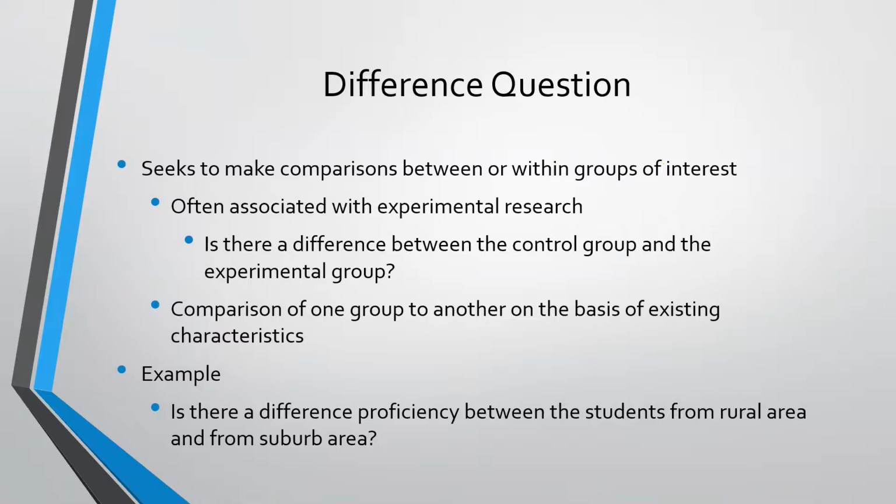And the second one is a difference question. Using a difference question, we seek to make comparisons between or within groups of interest. Sometimes we use this difference question associated with experimental research. For example, is there any difference between the control group and the experimental group? From the difference question, we make a comparison of one group to another on the basis of existing characteristics. Another example is, is there a difference in proficiency between students from rural areas and from suburban areas?